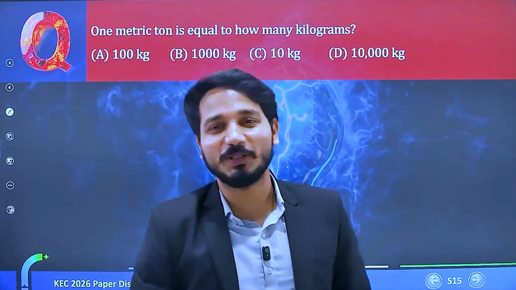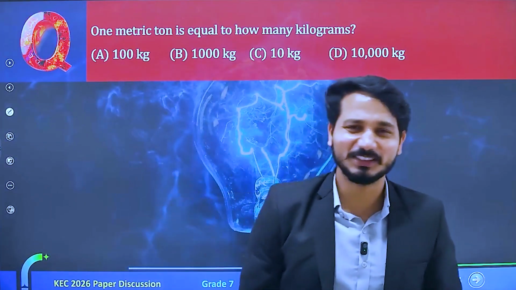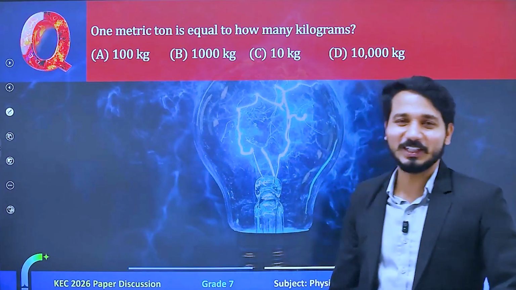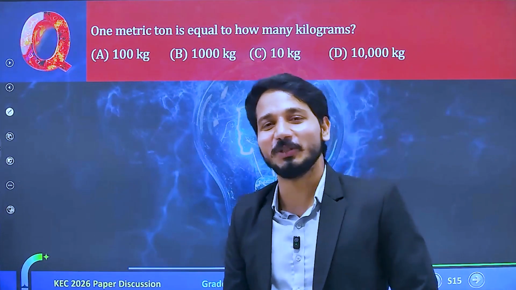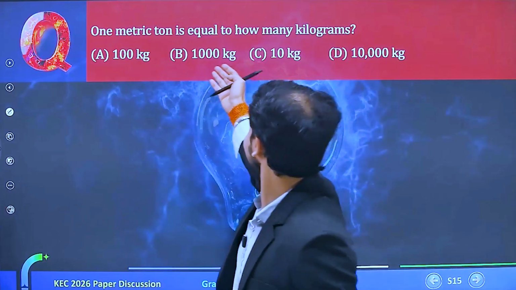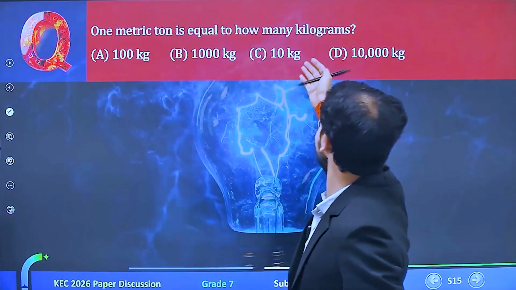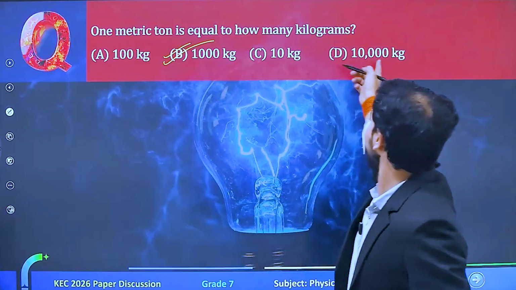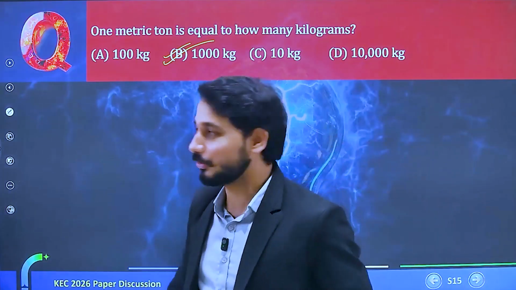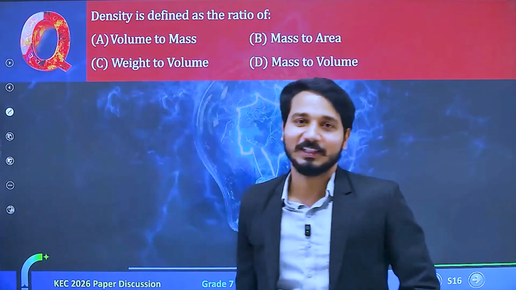1 metric ton is equal to how many kilograms? Obviously, we know the answer: 1000 kg. 1 metric ton is equal to 1000 kg. Check in the options: 100, 1000. Option B is the correct answer for this question.